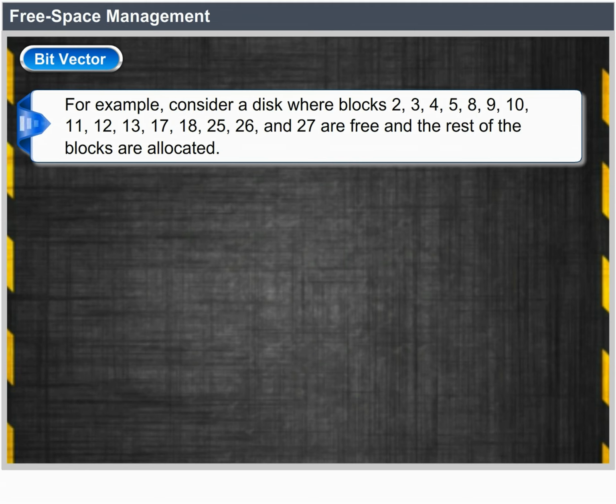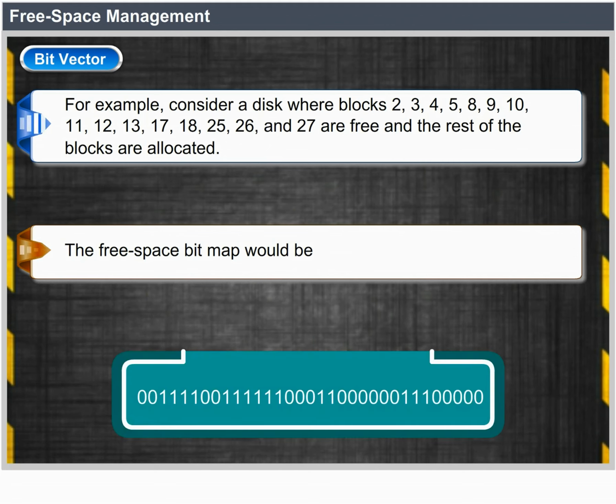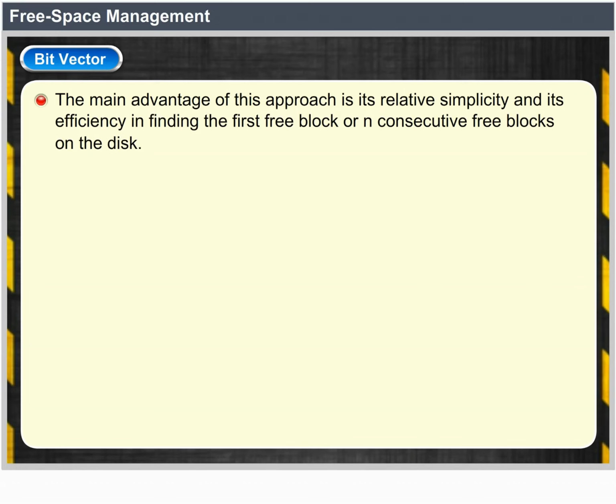The free space bitmap would be 00, 1111, 00, 111111, 000, 11, 000000, 111, 00000. The main advantage of this approach is its relative simplicity and its efficiency in finding the first free block or n consecutive free blocks on the disk.